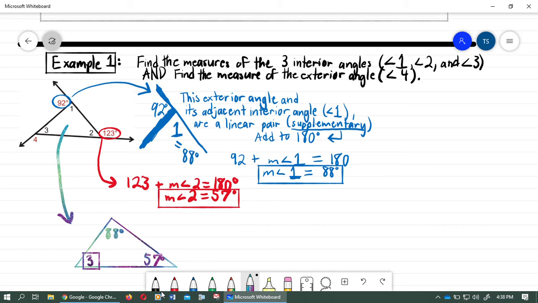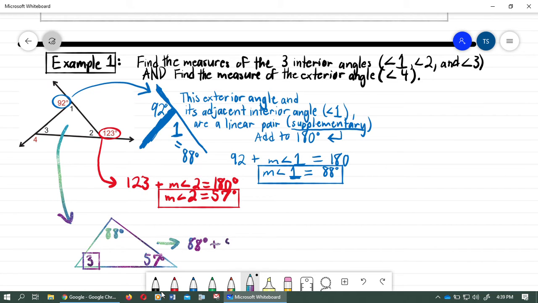All right, so in order for us to figure out the measure of angle 3, again, folks, the 3 interior angles for a triangle always add to 180 degrees. I've already written that out for you in a previous lesson, and I even wrote it out a few moments ago, so I'm not going to write it out again. But again, folks, we know that the 3 interior angles add up to 180 for any triangle.